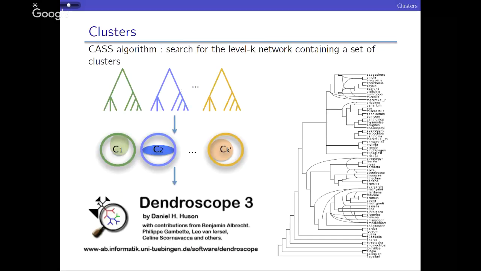So now the CAS algorithm was implemented by Steven Kelk and Leo van Iersel, and now it's inside Dendroscope. So you can give Dendroscope a bunch of trees, and it will ask you which cluster you want to keep, and then it will give you a level-k network out of the algorithm. You will start with level one, then we'll try level two, and so on.